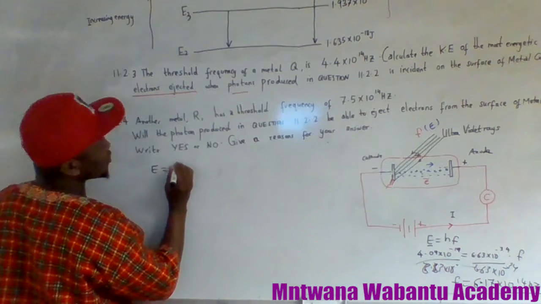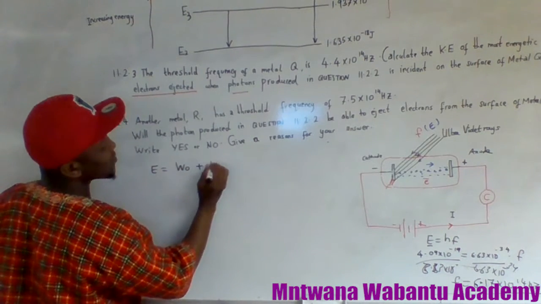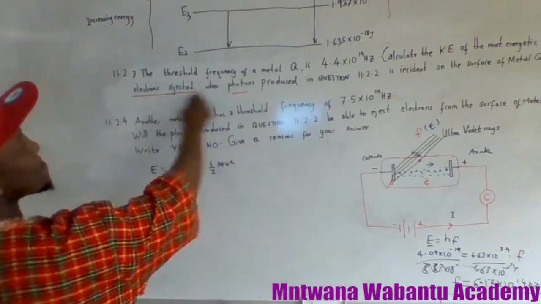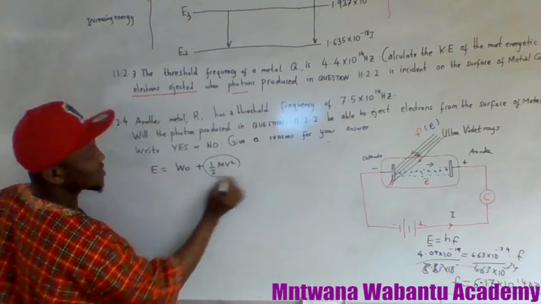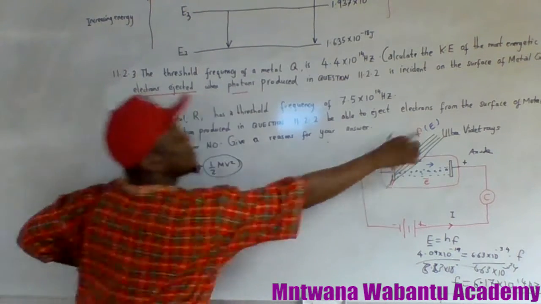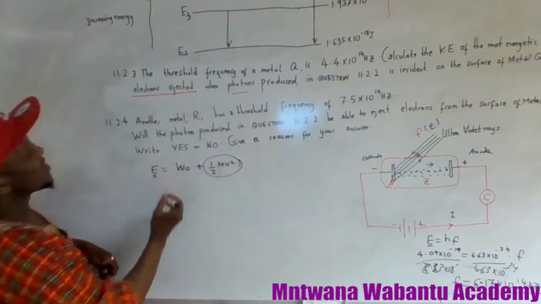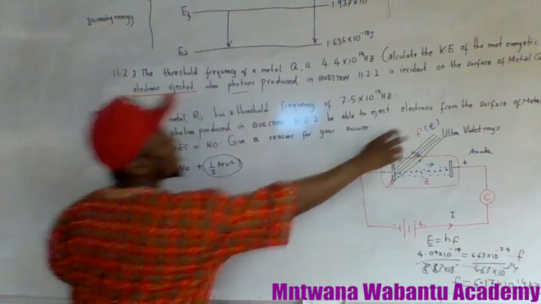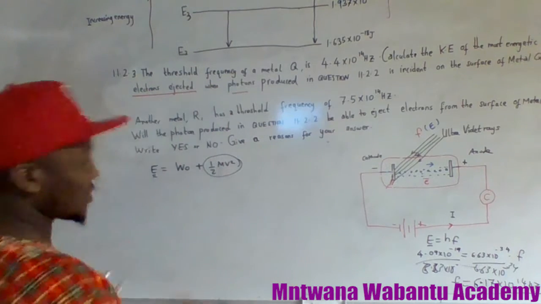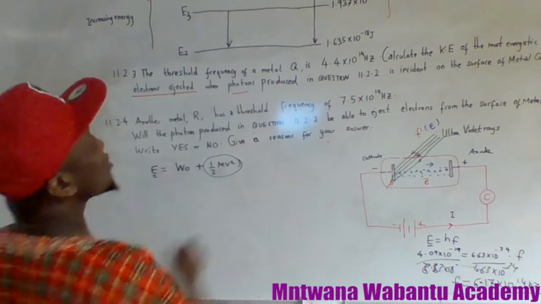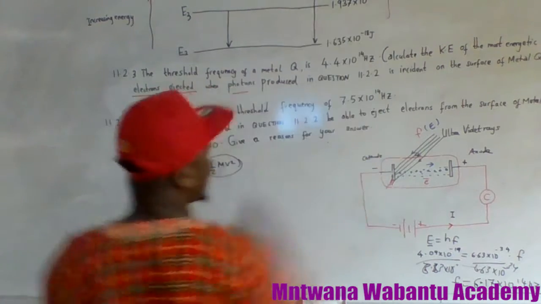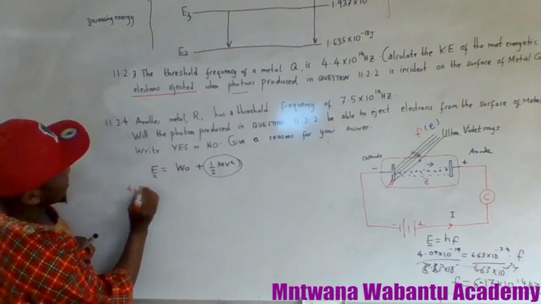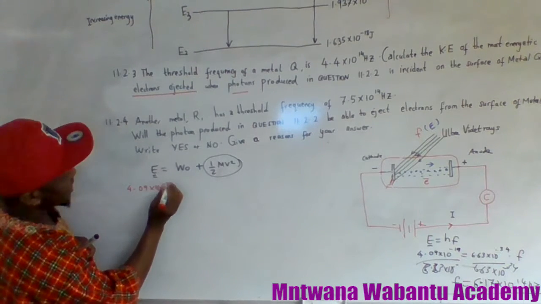Energy equals threshold work done plus a half mv squared, the kinetic energy. Now what do they want? Calculate the kinetic energy, which means we need this. What is the energy? This is the energy of the ultraviolet light coming in, which we did already in the first part. How did we get it? We took this minus this, which we got already. It was 0.9 times 10 power negative 19.